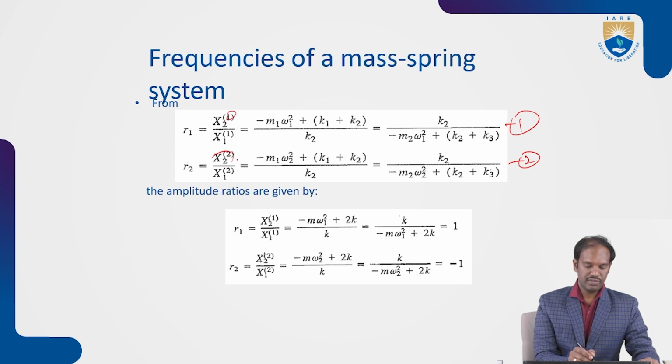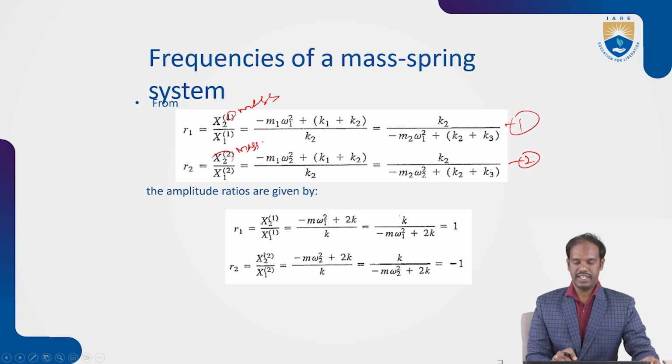It is a mass 1, mass 2 system, with mass 1 and mass 2 connected here. So it will give k2 by m2 omega 2 square plus k2 plus k3, which will be the second equation.